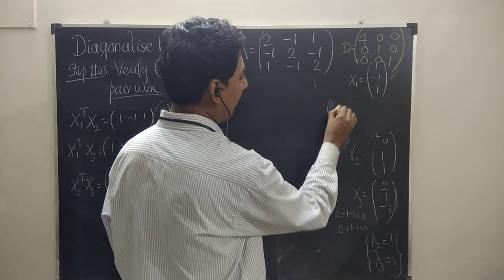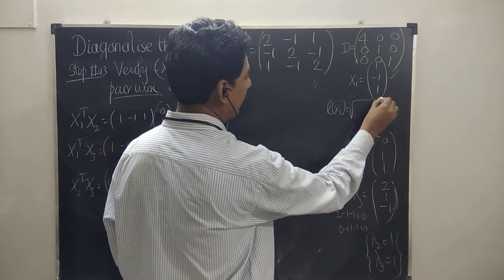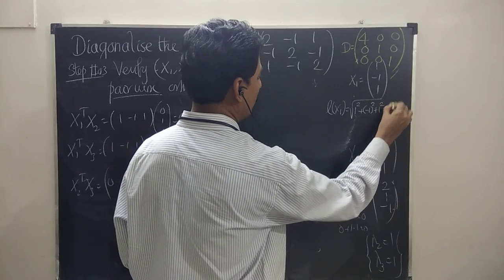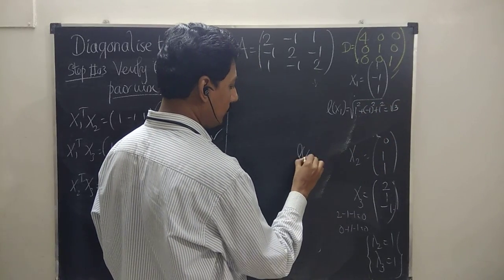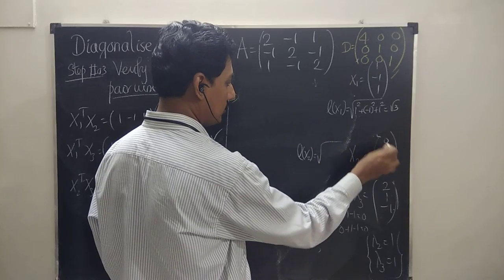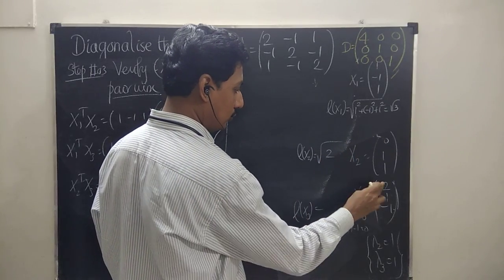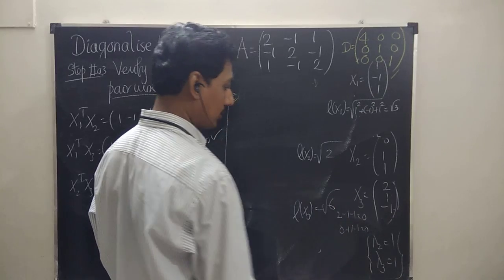How to construct the normalized modal matrix? Before that, let us find the length of x1. The length of x1 is the square root of 1 squared plus (-1) squared plus 1 squared, which is root 3. What about the length of x2? It is the square root of 0 squared plus 1 squared plus 1 squared, root 2. What about the length of x3? It is the square root of 2 squared plus 1 squared plus (-1) squared, root 6.